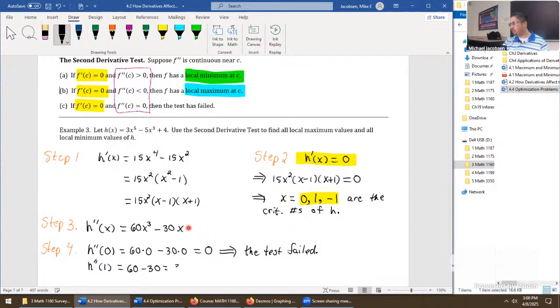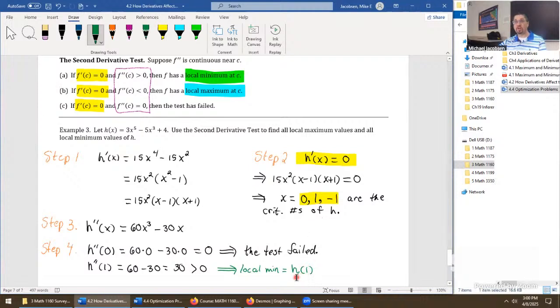Giving us a value of 30, which is greater than 0. And now the greater than 0 part tells us we're on part A. Second derivative at a critical number, positive, means we have a local minimum. So be really careful how we state this one. This implies the local minimum is going to be equal to h at the critical number 1.